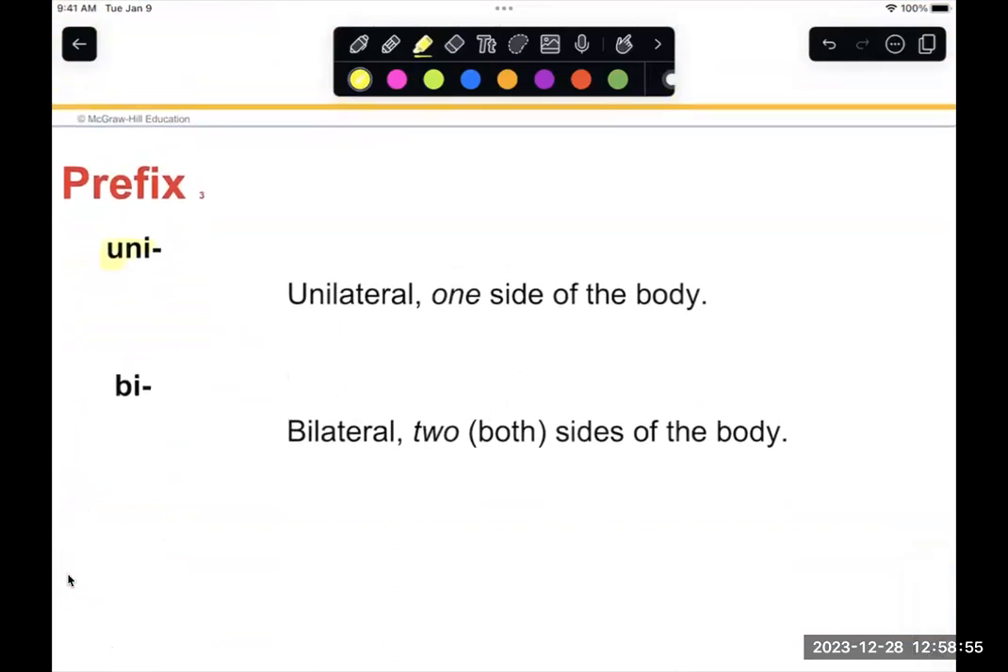Uni is a prefix in unilateral, pertaining to only one side of the body. Bi is also a prefix in bilateral, meaning two or both sides of the body. Again, that prefix is found at the beginning of the word. We do not need a combining vowel. In this case, the prefix is giving a number to these terms. Lateral is the root word for both of these. So uni gives us one, bi gives us two. We're using these prefixes to add a number.